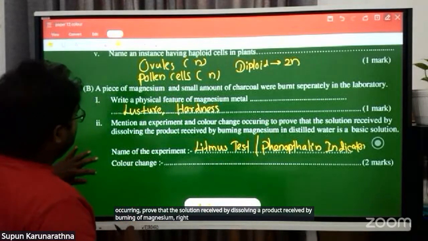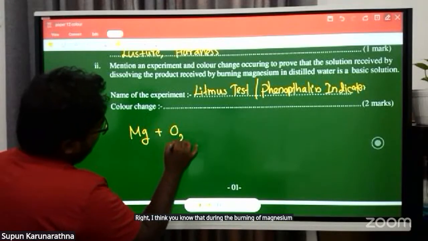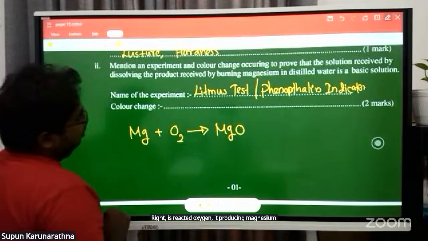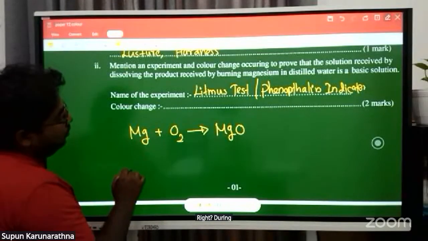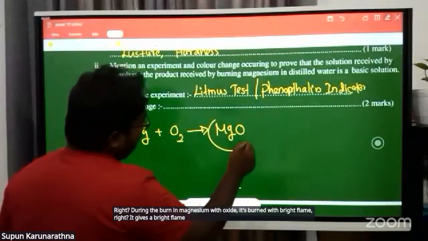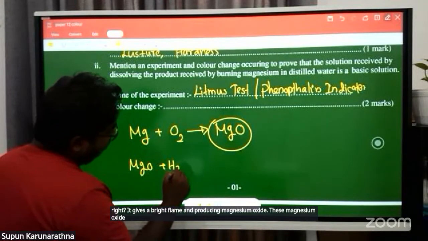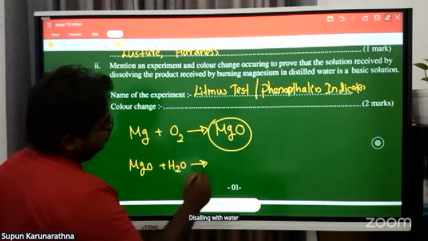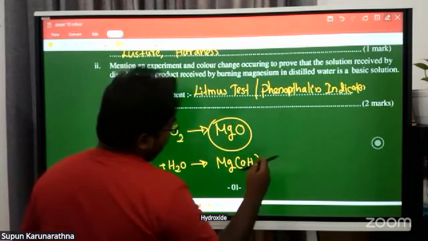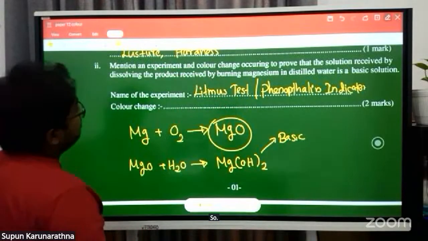I think you know that during the burning of magnesium, it reacts with oxygen, producing magnesium oxide. It burns with a bright flame and produces magnesium oxide. This magnesium oxide dissolving in water forms a basic solution, magnesium hydroxide. It's a basic solution.